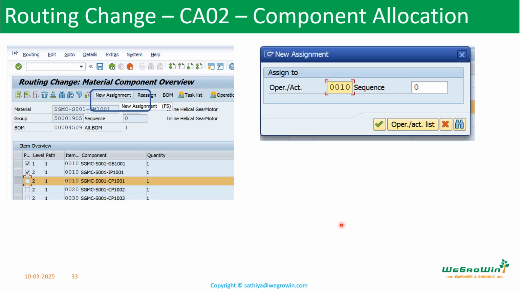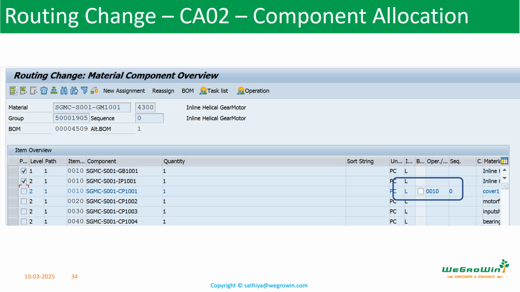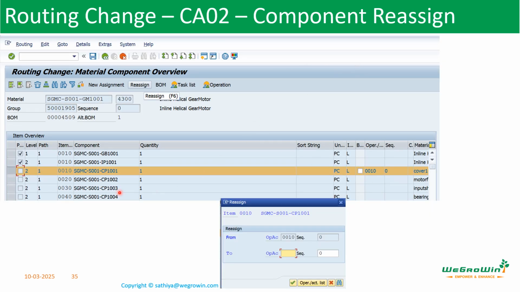Now I want to make a change in the component allocation. So I go to the component allocation page. For example, this is one component I selected, and then I enter the new assignment. The operation is 10 for this. Just for testing purposes, I enter 10 here. After entering it, the system brings this 10 here, so I'm assigning it. Now I don't want to assign this to 10. I want to put it to some other operation. I select this item, and then again I go to Reassignment. There, instead of 10, I put 20 here. For example, operation 20, I change it.